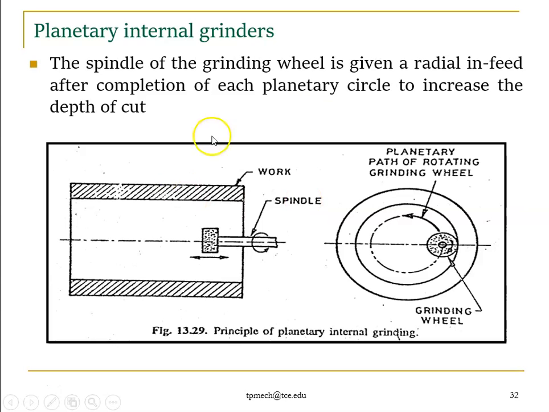So this is a simple planetary internal grinder. The workpiece cannot move; it is stationary. The wheel is connected to the spindle. The spindle has a rotary motion as well as reciprocating motion, right? So the planetary and plain internal grinders are the same. The only difference is that in plain internal grinders the workpiece may rotate, but here the workpiece is stationary. The spindle of the grinding wheel is given a radial infeed after completion of each planetary circle to increase the depth of cut, right? So thank you.